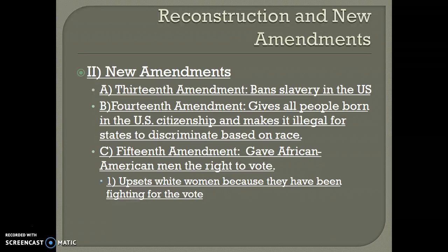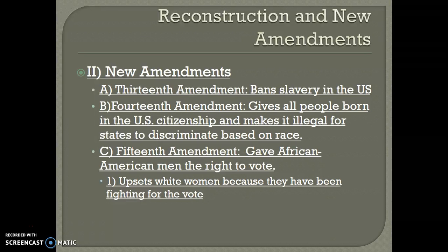They passed the 14th Amendment, which gives all people born in the U.S. citizenship and makes it illegal for the states to discriminate based on race. So what this does, this gives these newly freed slaves citizenship automatically because they were born on American soil. This is one of the ways that you are known if you're a citizen. You have the law of the blood. If one of your family members is a citizen, you automatically get American citizenship.